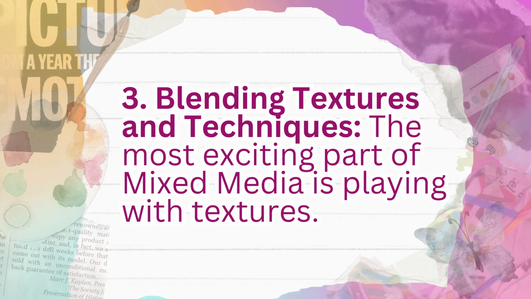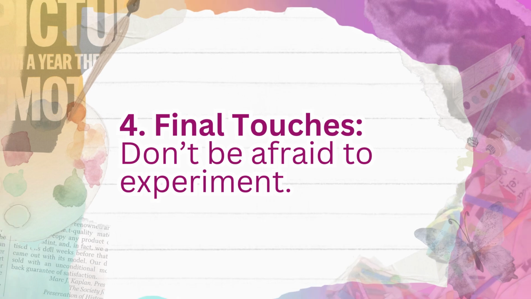Number 3. Blending textures and techniques. The most exciting part of mixed media is playing with textures. For instance, you can create a rough texture with a palette knife or sponge, and then add smooth pencil or pen lines on top for contrast. Number 4. Final touches. Don't be afraid to experiment. Sometimes the best results come from unexpected combinations of materials. The beauty of mixed media lies in its unpredictability.